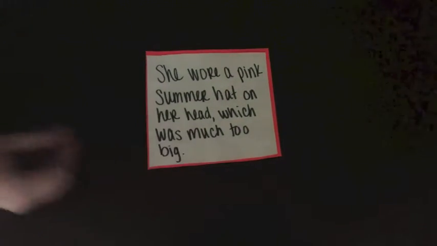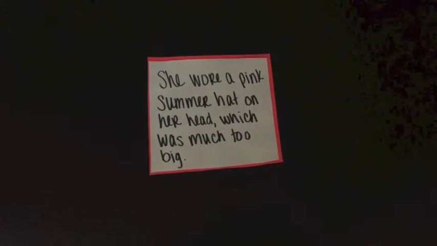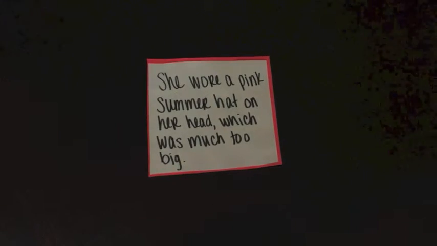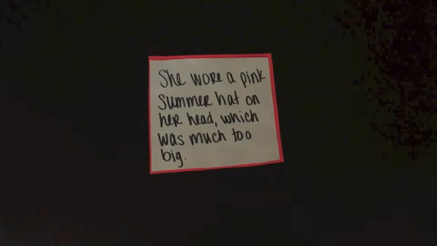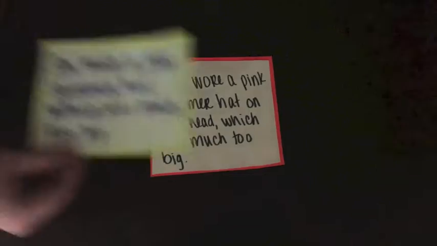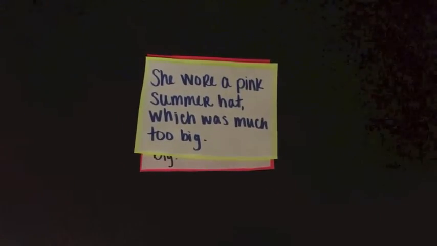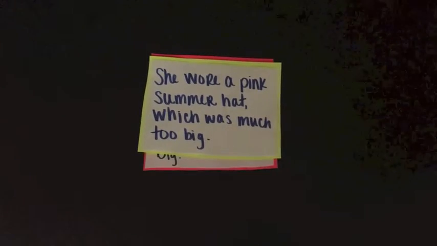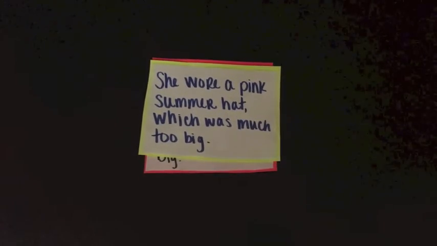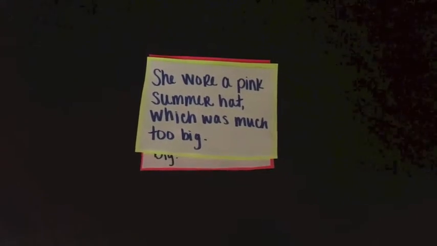Next, in the sentence, she wore a pink summer hat on her head, which was much too big. This sentence suggests that it was her head that was much too big, not the hat. We can remove the phrase on her head completely because that's the only place you wear a hat, so it's implied. A clearer, more effective sentence would be, she wore a pink summer hat, which was much too big.